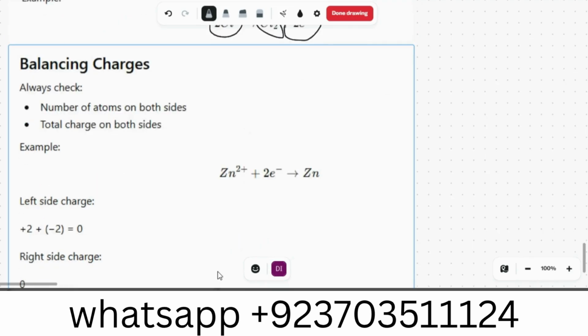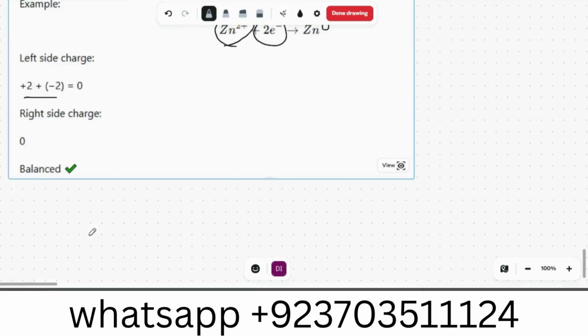Balancing charges: check the number of atoms on both sides and the total charge on both sides. For example, zinc has a charge of plus 2, it gains 2 electrons. Now it has a zero charge. So plus 2 minus 2 gives us zero charge. So it's a balanced equation.